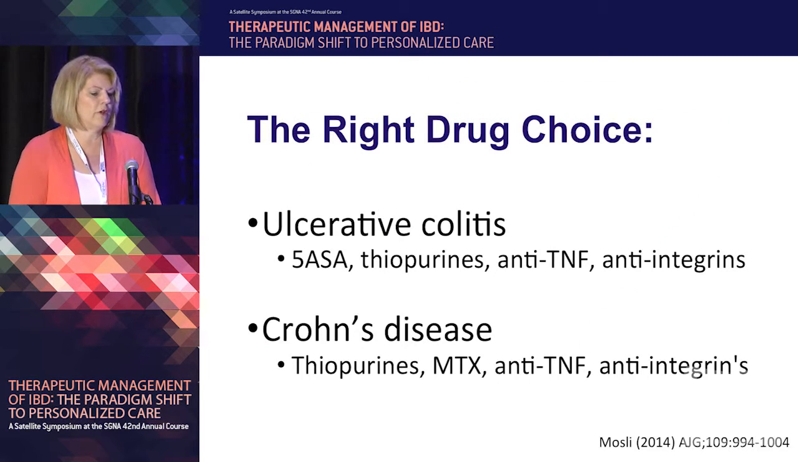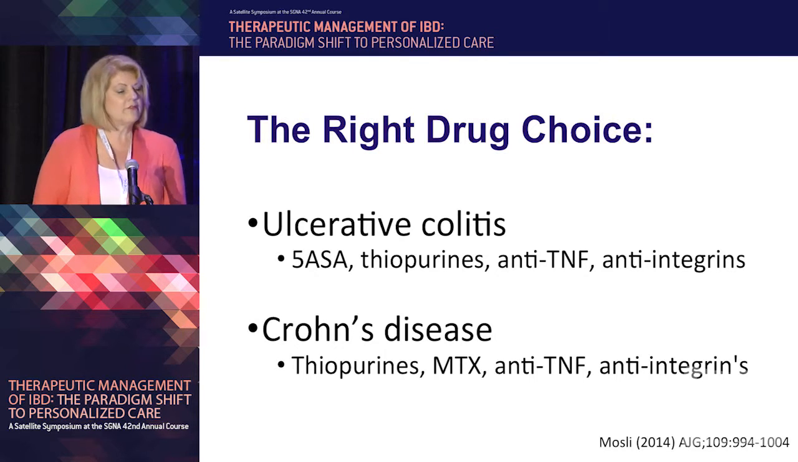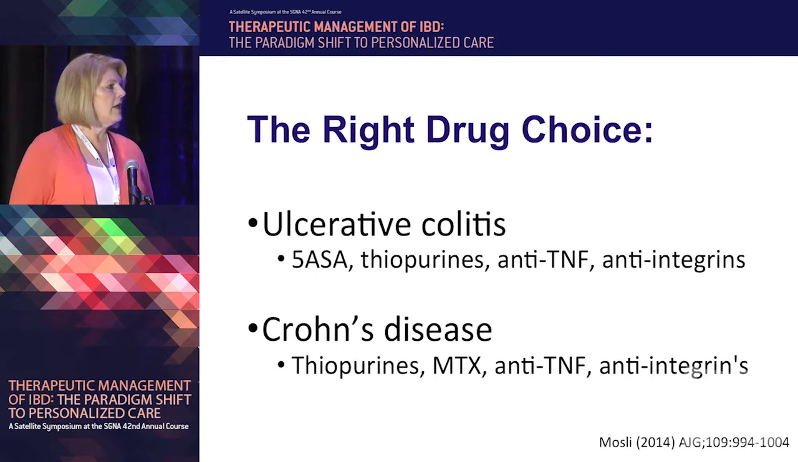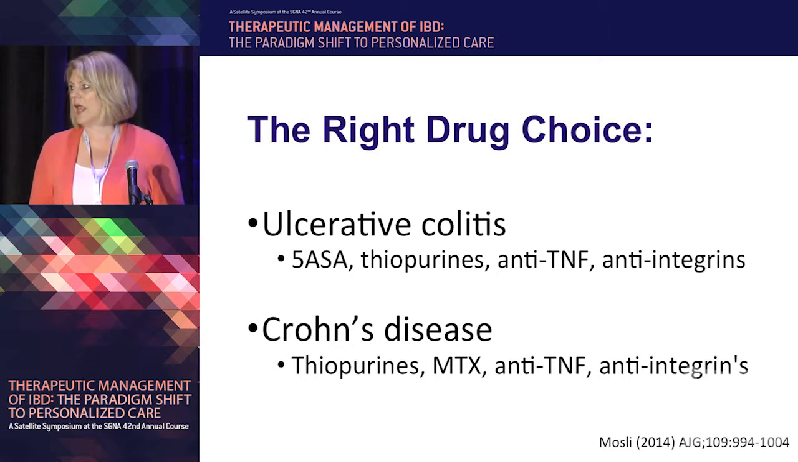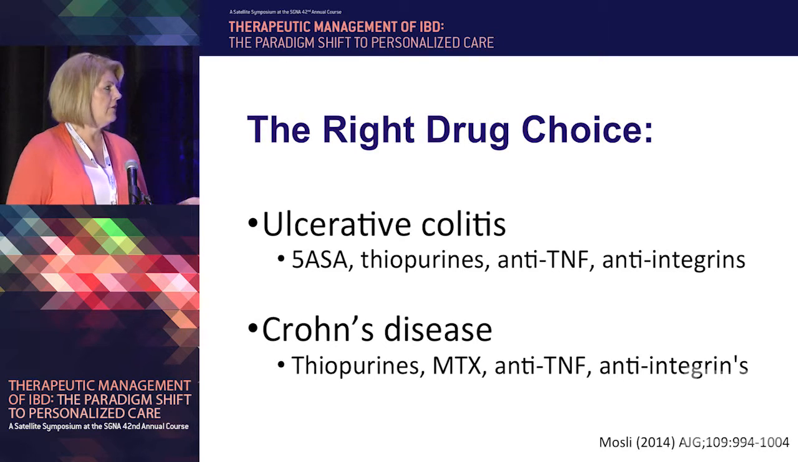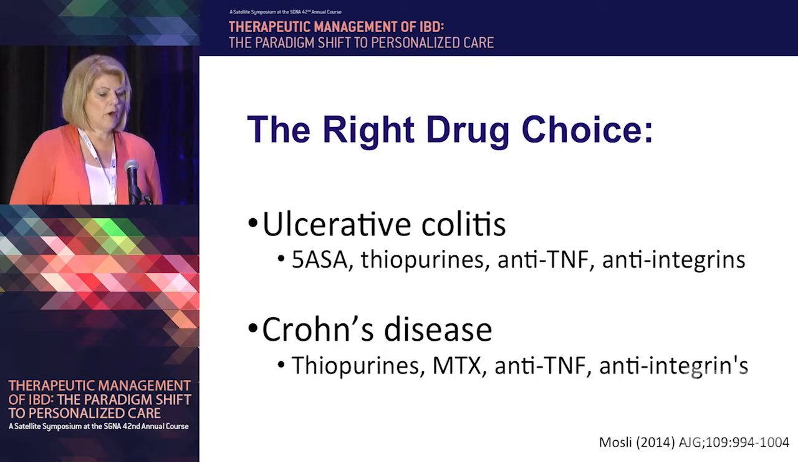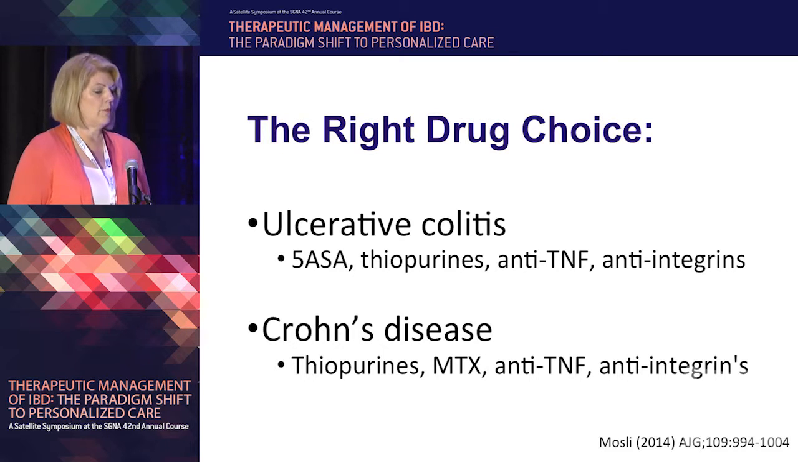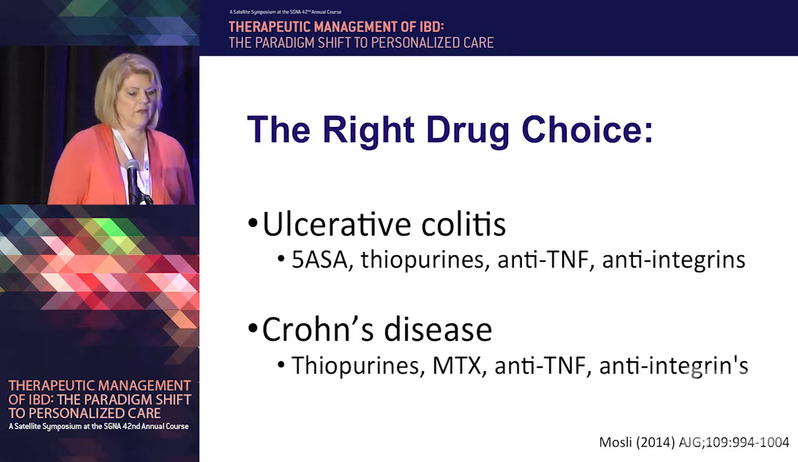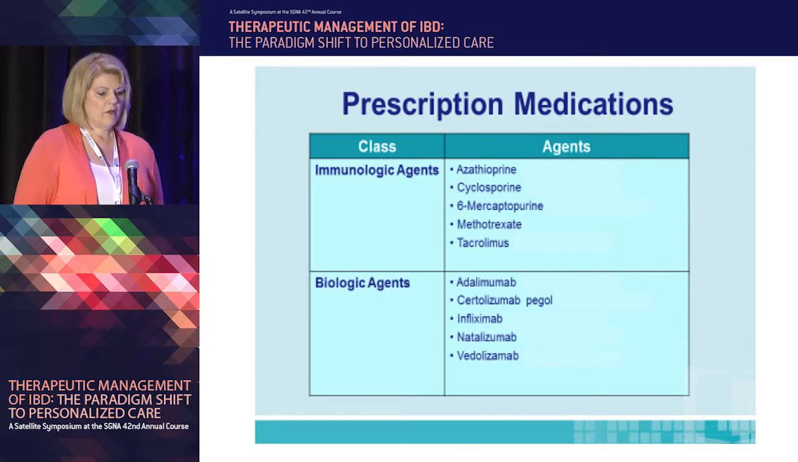So what does the right drug choice mean? For ulcerative colitis, it's looking at the 5-ASAs, thiopurines, the anti-TNFs, and the anti-integrins. For Crohn's disease, we look at the thiopurines, methotrexate, anti-TNFs, and the anti-integrins. So here's just what some of the prescription meds are.